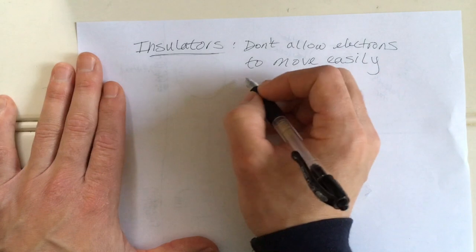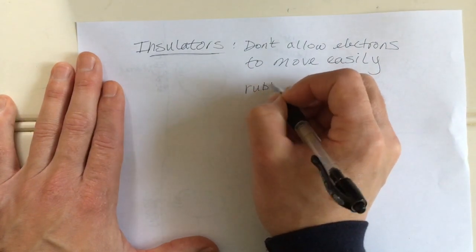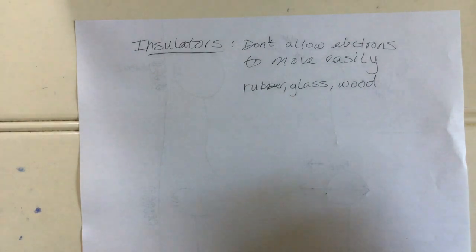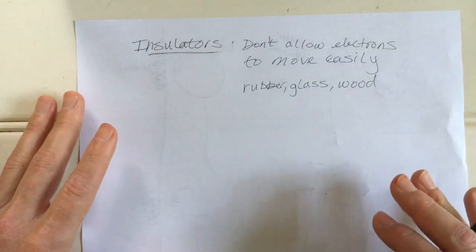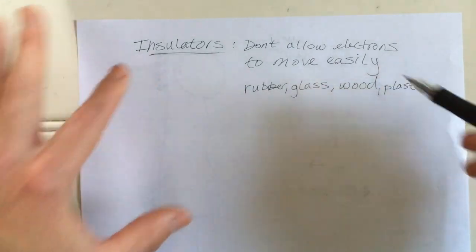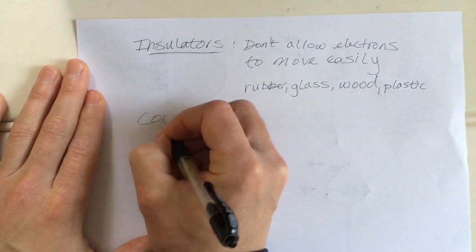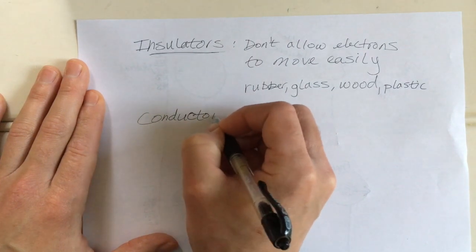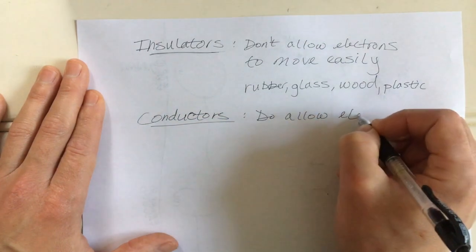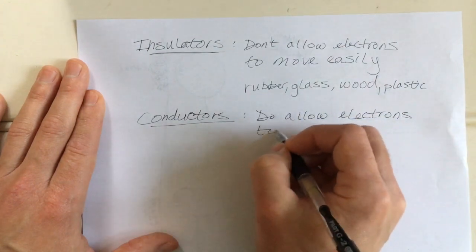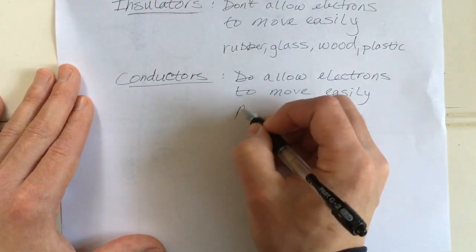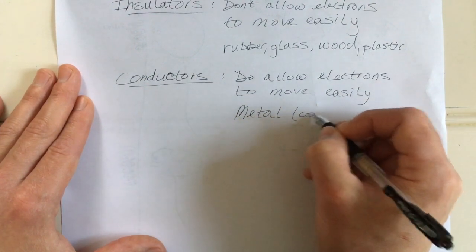And so insulators are things like rubber, glass, wood, plastic, things like this that don't allow electron movement easily. I'm sorry, I said conductors at first, these are insulators. Okay, conductors do allow electrons to move easily. And this is metal. Metals do this. Metals like copper are excellent conductors.